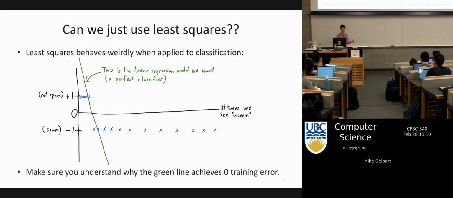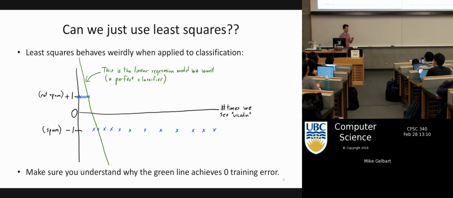So here's a good line because it crosses 0 at the right place. Remember, we're only looking at is the output positive or negative. So the green line is positive in the right place to predict positive, and the green line is negative in the right place to predict negative. And so this thing gets 0 training error.